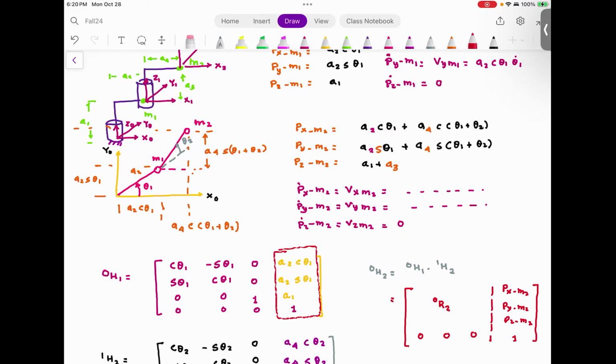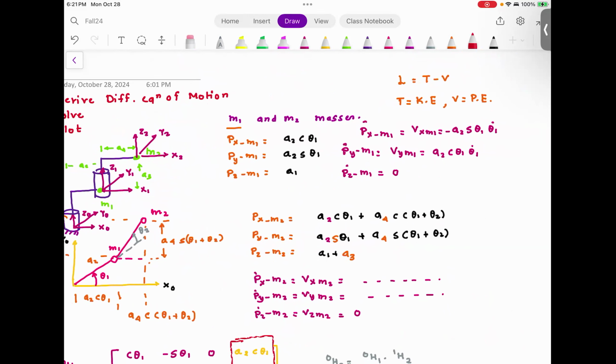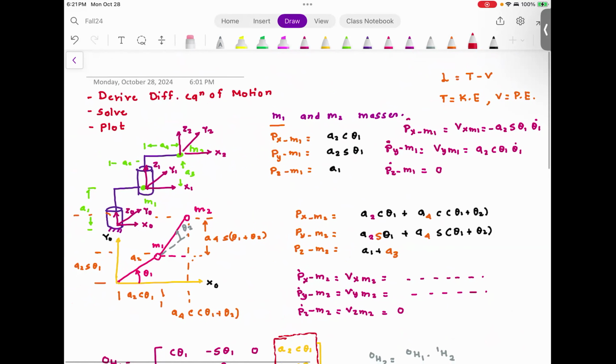Now, what we need to do is find the derivatives, just like we have shown over there. The second thing I want you to understand is that we also need to find the potential energy. Potential energy is nothing but the energy stored in the spring, or the energy due to the elevation from the datum. As you can see, I'm going to treat this as my datum.